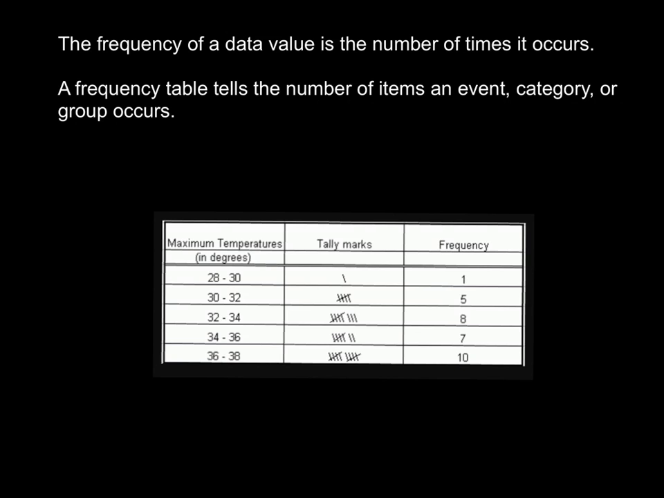All right, so we have 2 vocabulary words here. First is frequency. And the frequency of a data value is the number of times it occurs. We can see the frequency here. We'll talk about that a little bit. A frequency table is our second. It's just a table that tells us the number of items an event, category, or group occurs.